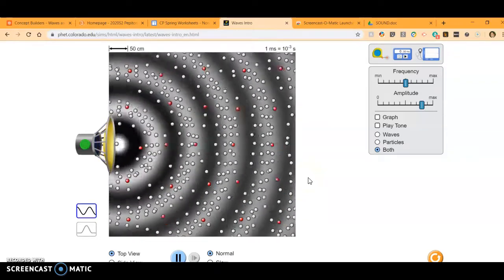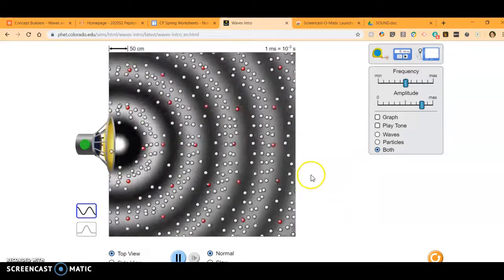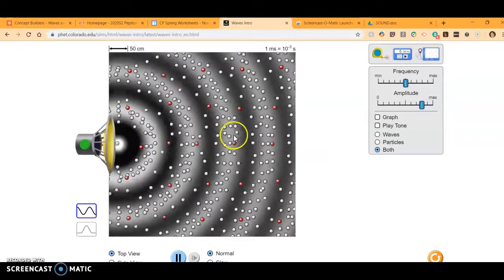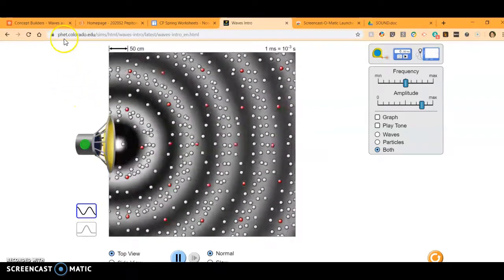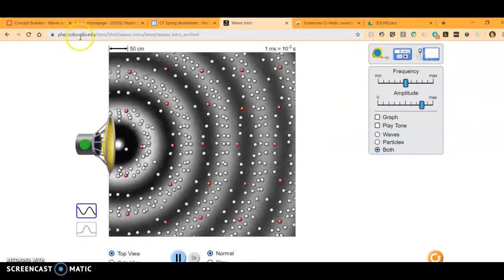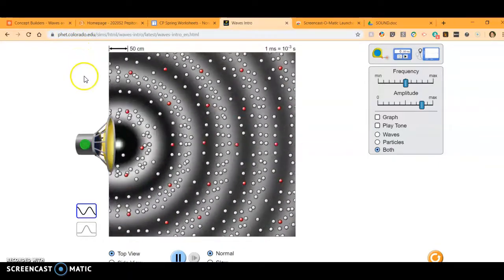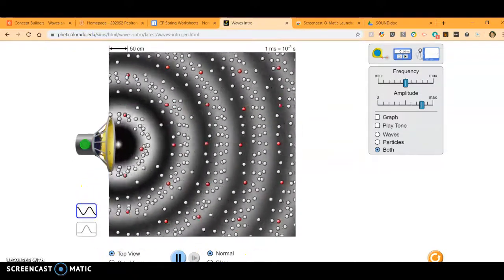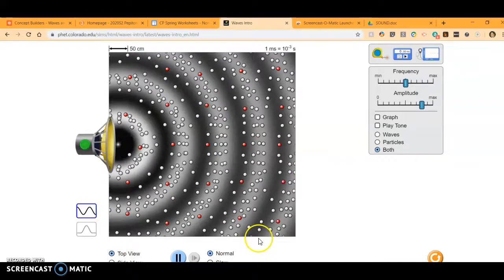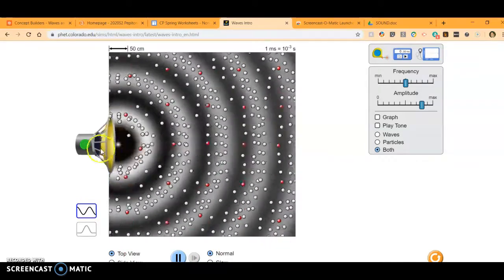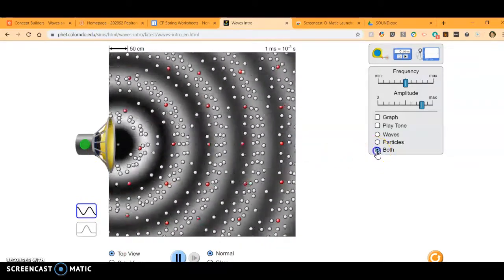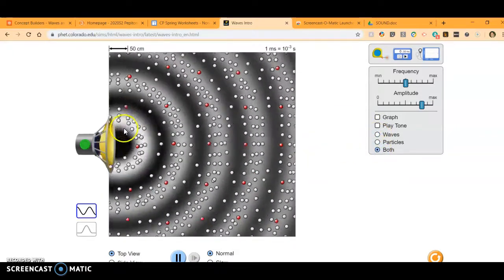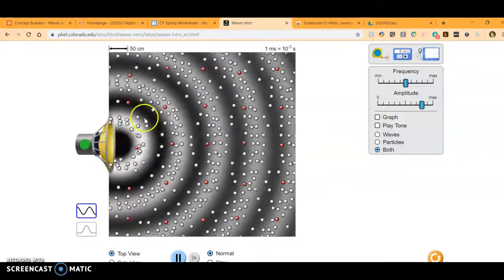Okay, so this is how we're going to try and do labs with Digital Learning Days. What I've pulled up here is the same application you can pull up with the phet.colorado.edu simulation. This one's called Waves Intro, and I'm on the sound setting at the bottom, which is just off screen down here. Once you turn on both by clicking both, if you just leave it as waves, it's only going to see the waves. Make sure you click both, get both particles and waves in there.